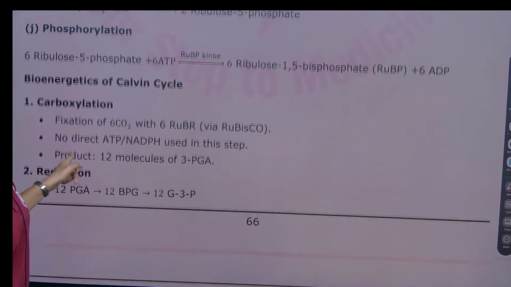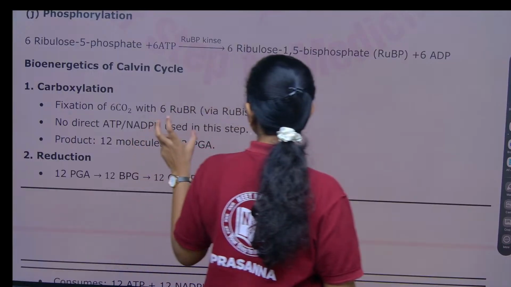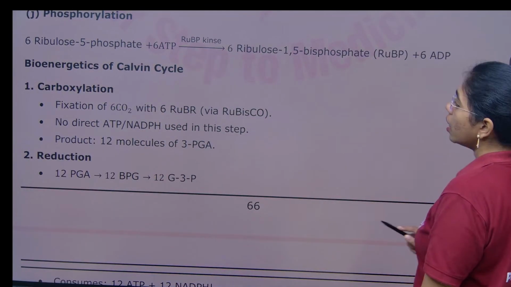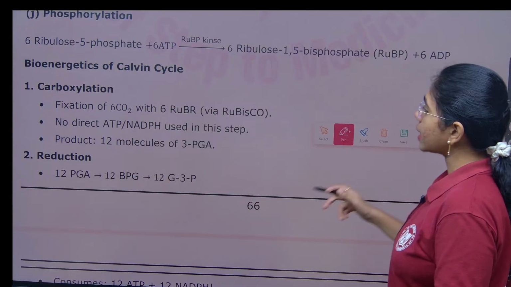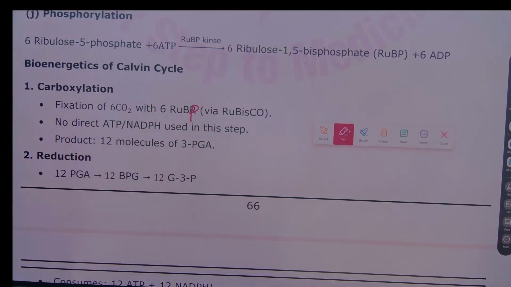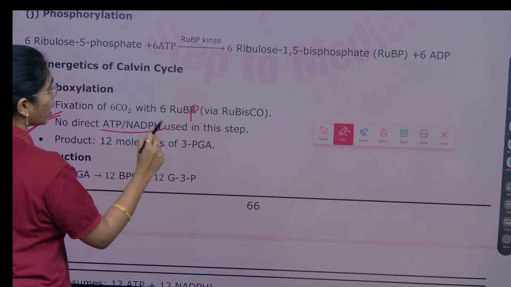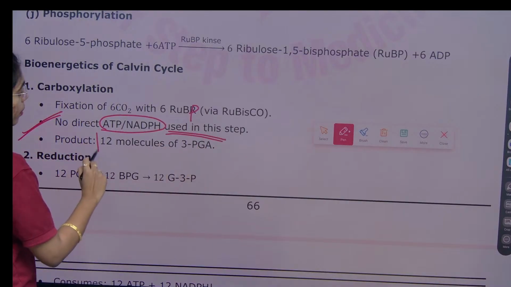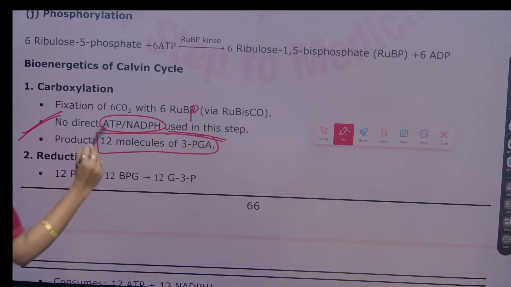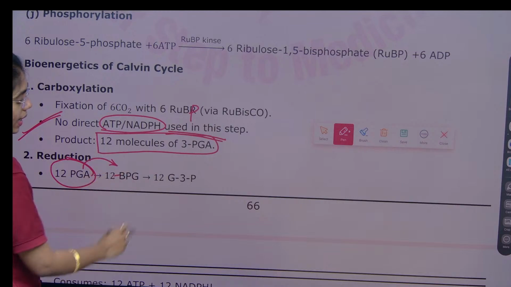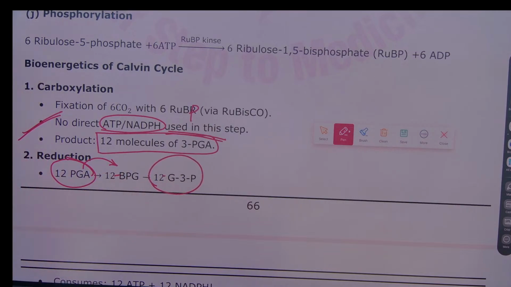Here you see bioenergetics of the Calvin cycle. Fixation of 6 carbon dioxide with 6 RuBP via Rubisco, and there is no direct ATP or NADPH that is used in this step. The products that are formed are 12 molecules of 3-phosphoglyceric acid. Next, reduction: 12 phosphoglyceric acid turns to 12 bisphosphoglyceric acid and then 12 glyceraldehyde 3-phosphate.